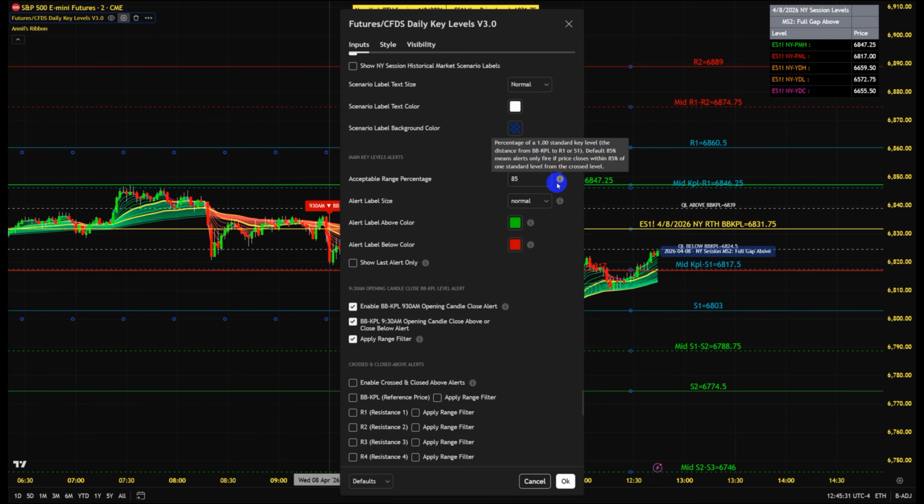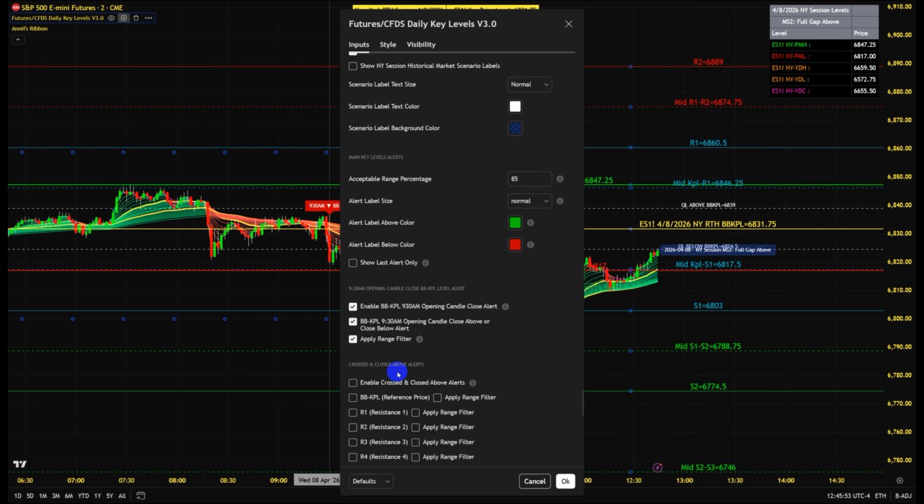which is going to be the opening candle for whatever you have your chart time frame set to. If you have your chart on a 2-minute chart, then that first candle is from 9:30 to 9:32. If you have it on a 1-minute chart, the opening candle is 9:30 to 9:31. If you have it on a 5-minute chart, it's 9:30 to 9:35.